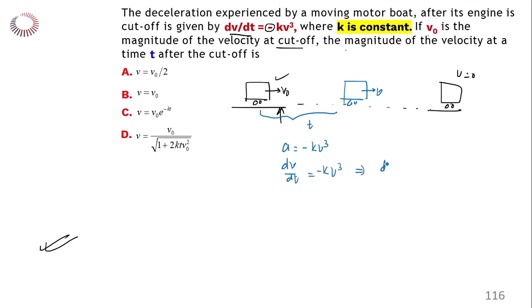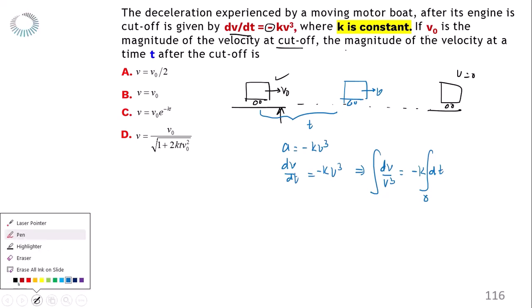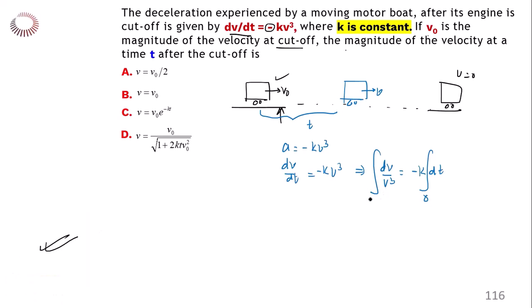So can I write dv by v cube equals minus k into dt? Now integration of this. I have kept k as a constant outside. At time t equals 0, the velocity is v naught. At t equals t, the velocity should be equal to v.